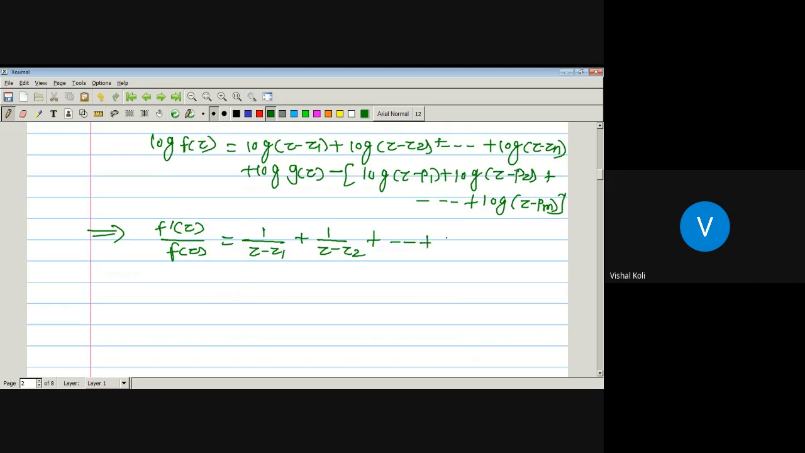up to so on, 1 upon (z minus zn) plus, derivative of any function, derivative of log x will be 1 upon x into derivative of x. Here 1 upon g of z, derivative of this function will be g dash of z. So it is nothing but g dash of z divided by g of z plus. Now here all these functions are log (z minus p1), log (z minus p2). If we multiply this minus sign in the bracket, then all the terms are negatives. Then it is nothing but 1 upon (z minus p1) minus 1 upon (z minus p2) minus up to 1 upon (z minus pm).